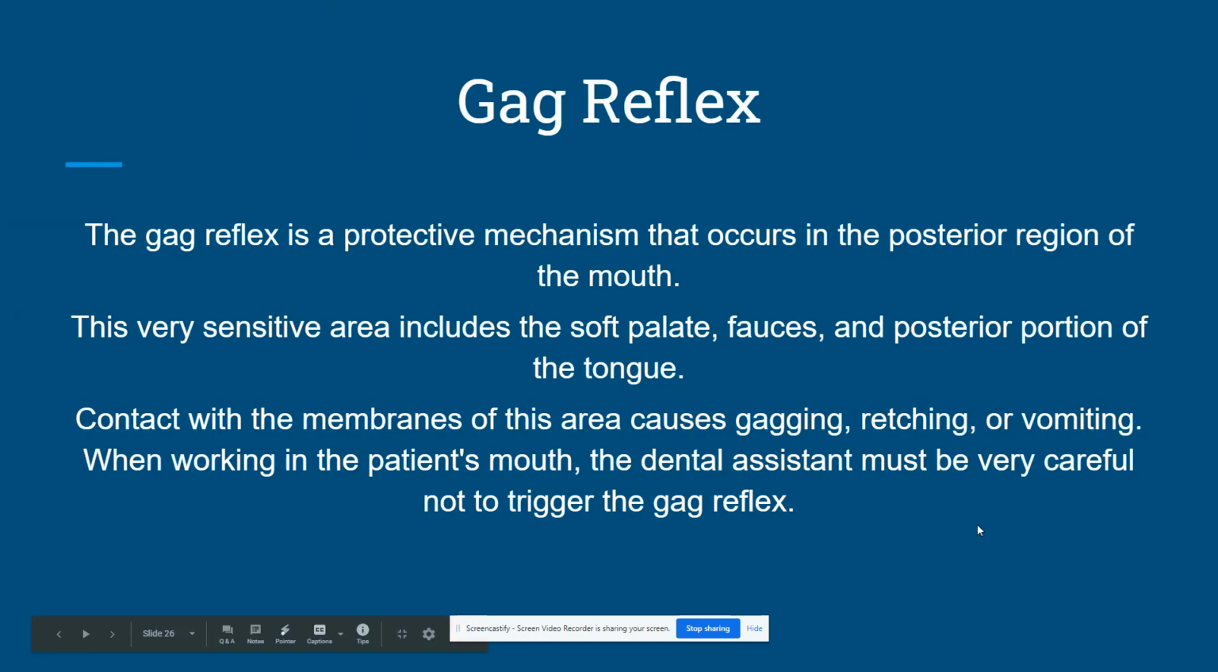Okay, so gag reflex. It's very important to know where the area of the gag reflex is, especially when you're in your junior year and you're starting to take dental radiographs. It's a triangle. It starts at the top of the mouth, goes down on the side of your tonsils, your isthmus of fauces, and across the back of your tongue. You have to be really careful to stay away from that, because if you touch it, it does trigger a gag reflex.